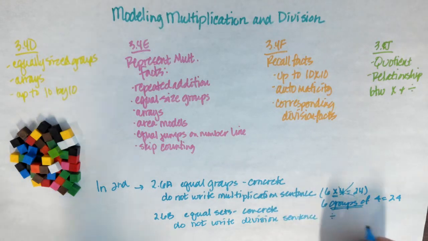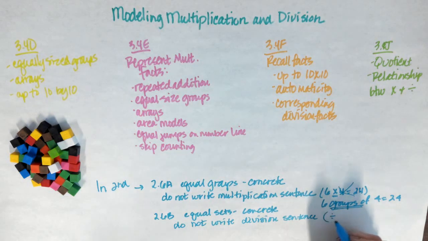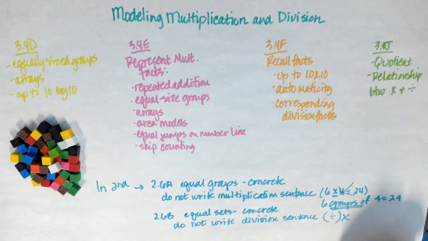So they've never seen that before. They don't know what this means. Either one. They don't know the multiplication symbol. They don't know the division symbol in second grade. They learn all about equal groups. So they would say 24 broken into 6 equal groups equals 4 groups. Or sorry, 4 in each group.